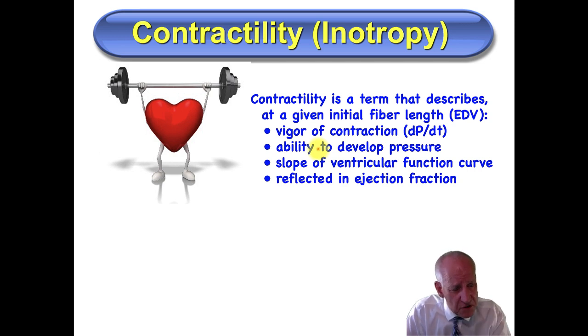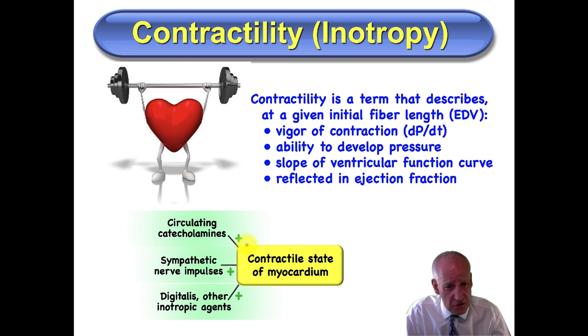reflected in the rate of change of pressure as a function of time during systole, or the ability to develop pressure, or the slope of the ventricular function curve. And this pumping performance is reflected in ejection fraction. The contractile state of the myocardium is improved by circulating hormones, especially norepinephrine and epinephrine, and likewise the catecholamine neurotransmitters at the sympathetic nerve terminals. And various drugs can improve the contractility of the myocardium.